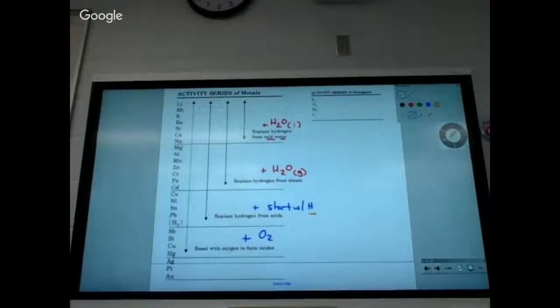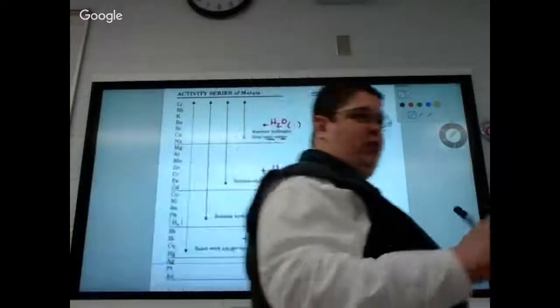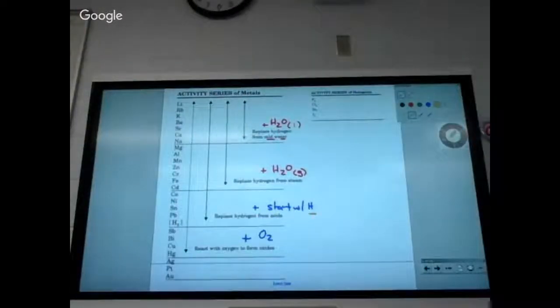Okay, now, how do you read the chart? Now, don't do this on your chart. I'm just going right on the board. Does that make sense on what I'm labeling? Now, you can write that on your chart if you want to. You don't have to.